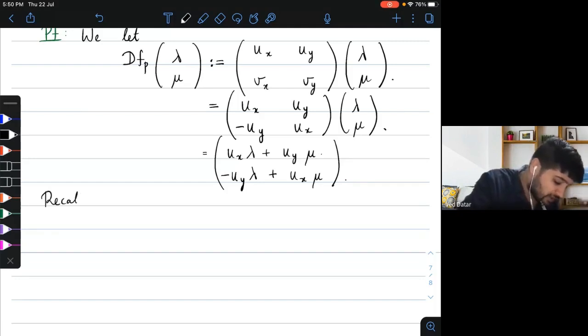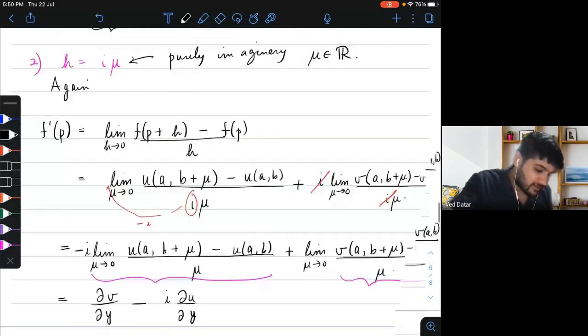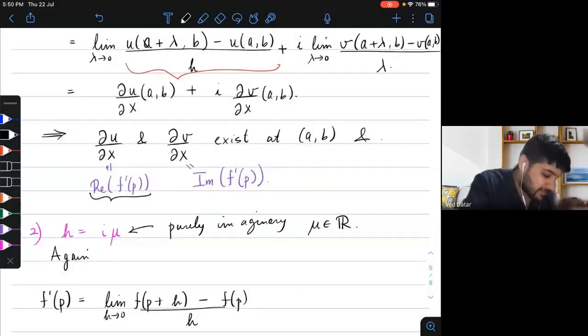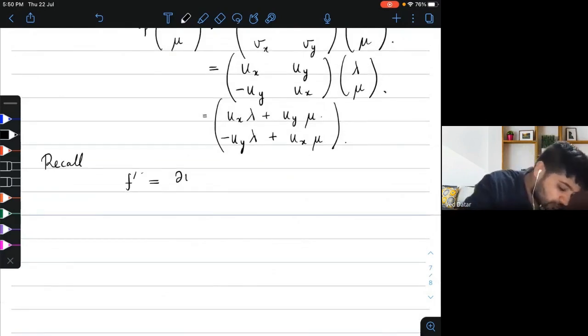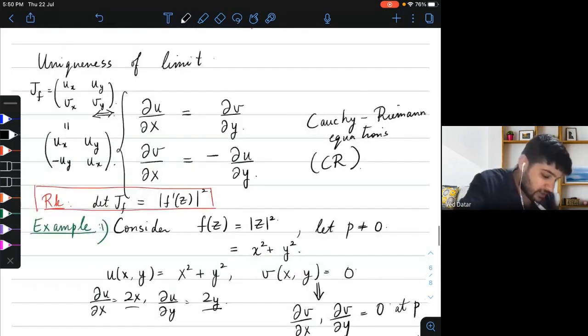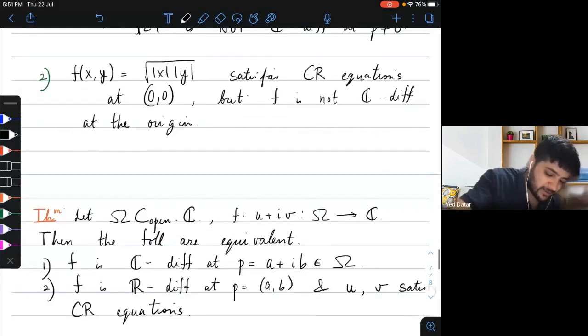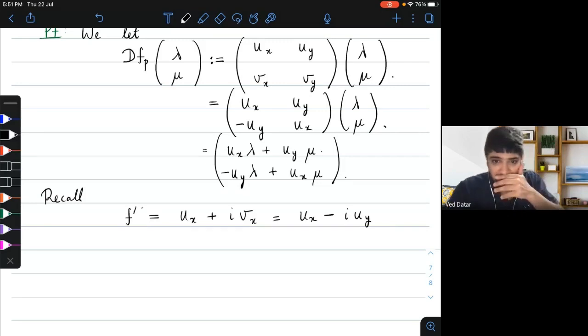But now recall, what was the derivative? So let's go back to our calculation. So the derivative had real part del u by del x, imaginary part del v by del x. So this was precisely ux plus i vx. But what is vx? Again, by the Cauchy-Riemann equations, vx is just minus uy. Okay. So the derivative was basically just this from the Cauchy-Riemann equations, right?